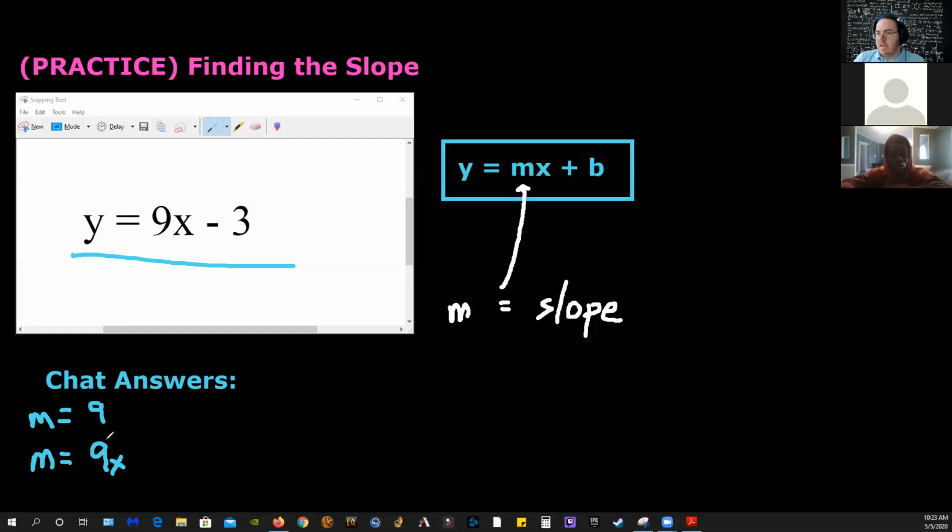Okay, well, it would appear that Tate and Dunquarius are going to carry everybody here. Well, one of these is correct. One of them is close.